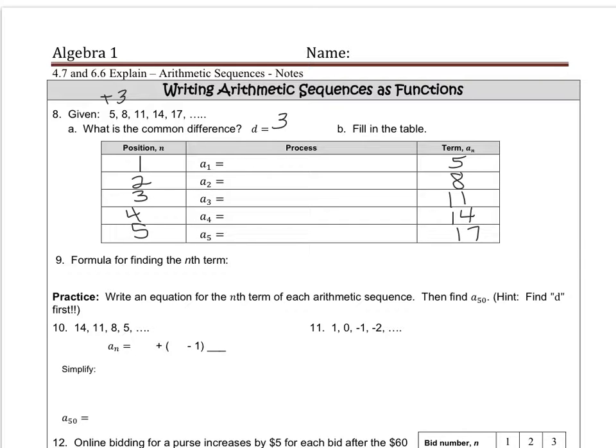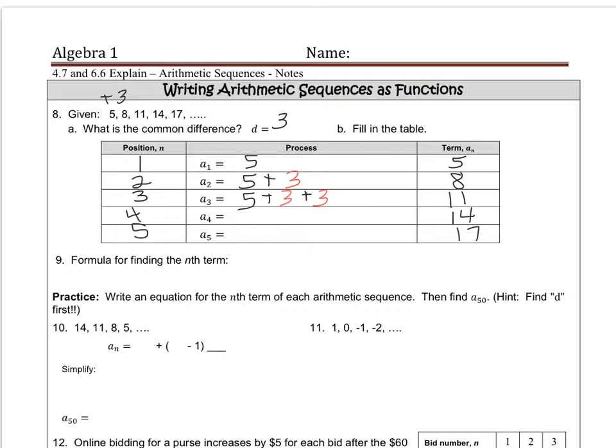So to get to my first term, I just start with my first term. So that's going to be a 5. Now to get to my second term, I take my first term and I add 3 to it. So I'm adding my common difference. To get to my third term, I'm taking my first term and I'm adding 3 to get to my second term, and I'm adding 3 to get to my third term.